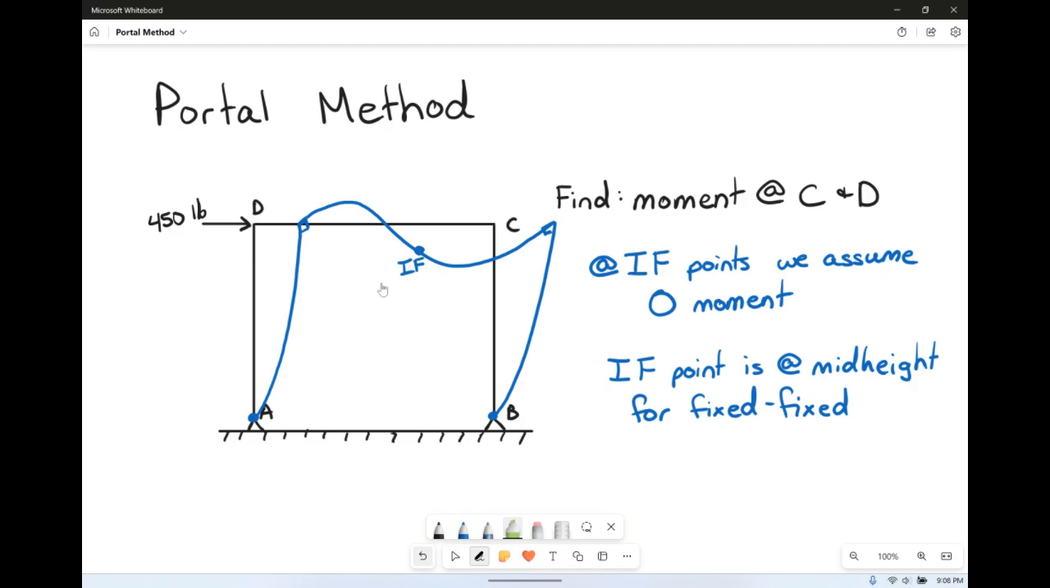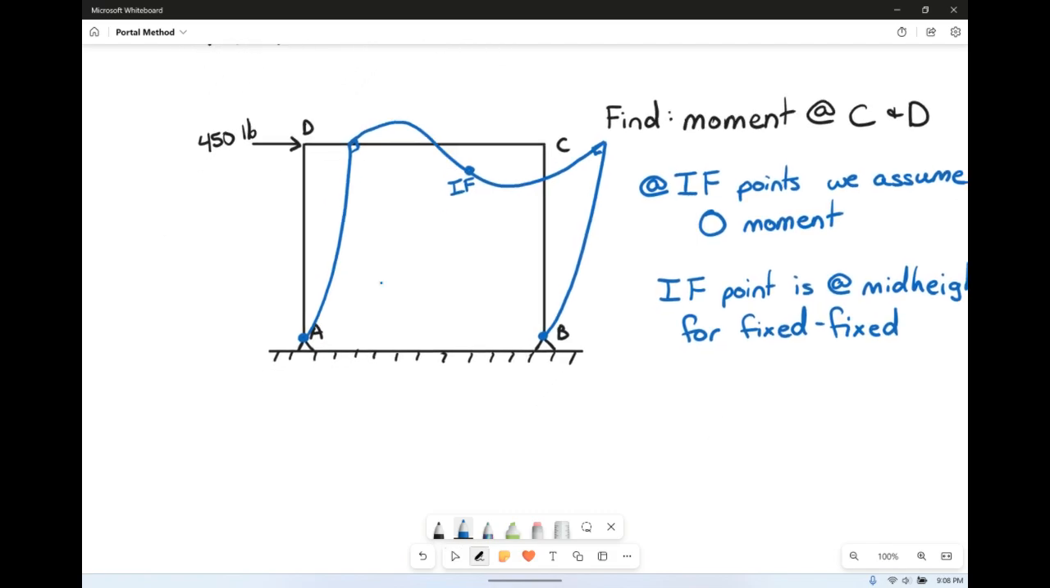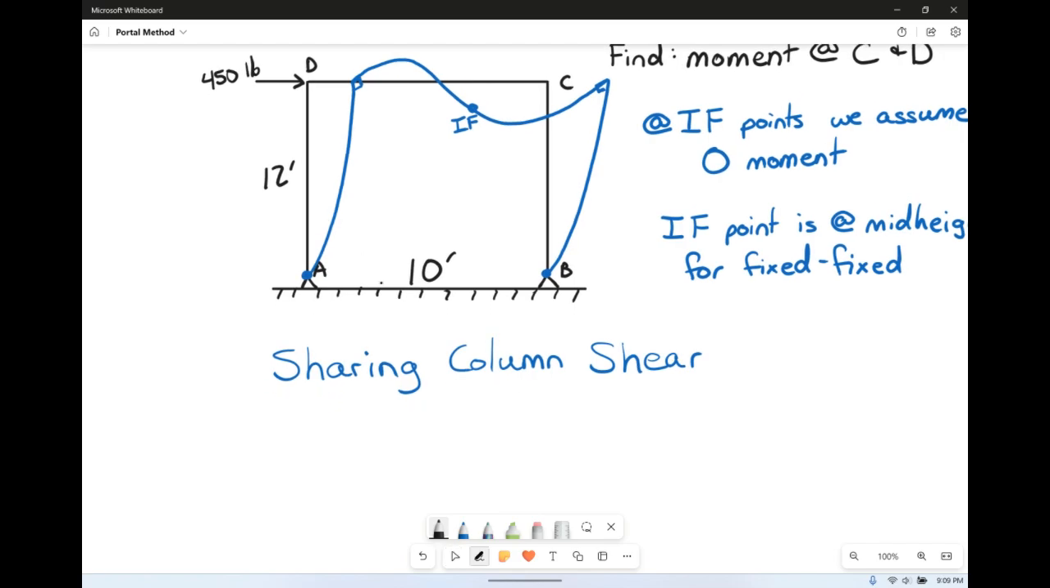The second assumption that we're going to make is that we're going to share column shear. So we're sharing our column shear. So how it works for a basic bay that we have here, let's say this bay is 10 feet wide, and let's say it's 12 feet tall. What we're going to do is make our free body diagram cuts where we have zero moment so that we can actually solve for this.